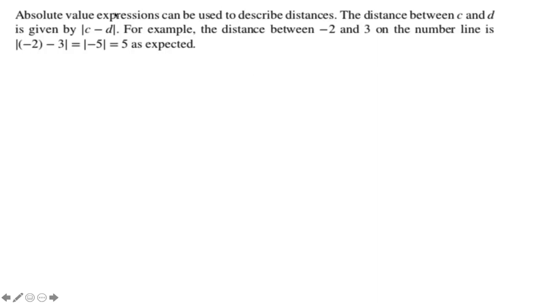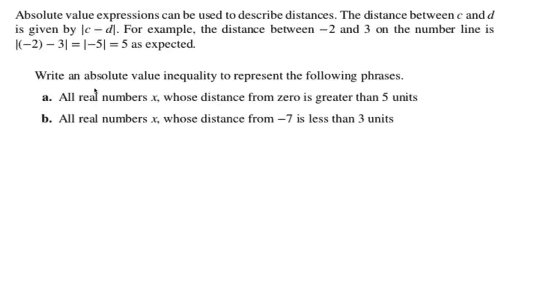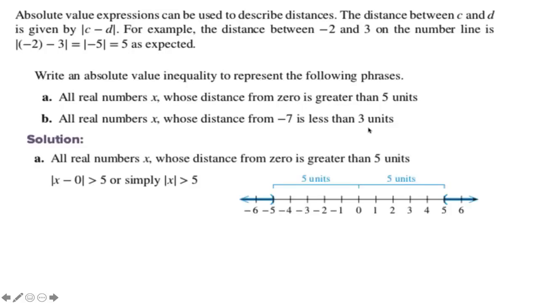So again, we saw earlier that absolute value is used to denote distance. In particular, the absolute value of c minus d is the distance between c and d. So for example, the absolute value of negative 2 minus 3 is 5, which means that the distance between negative 2 and 3 is 5, which actually is correct. So let's write an absolute value inequality to represent the following phrases. Real numbers x whose distance from 0 is greater than 5, and real numbers x whose distance from negative 7 is less than 3.